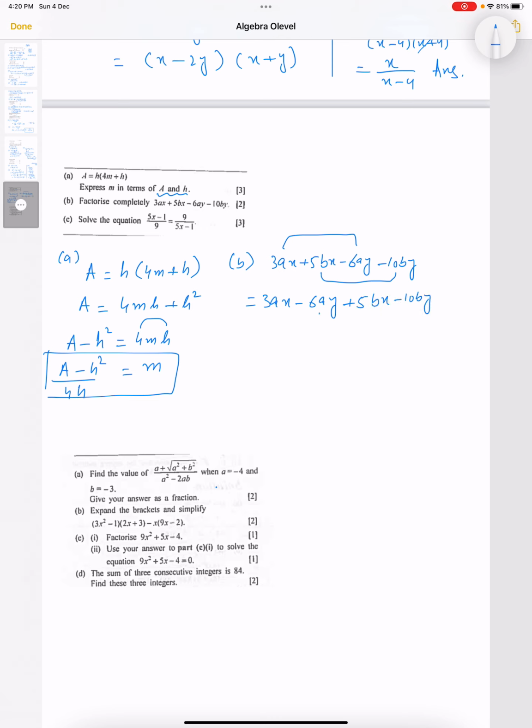Now take common. From these two terms, we can see that 3 and a is common. We have x minus 2y inside brackets, and here we can see 5b is common. Again, we are left with x minus 2y. So it is x minus 2y into 3a plus 5b as the answer. Fine. Now see part of it.